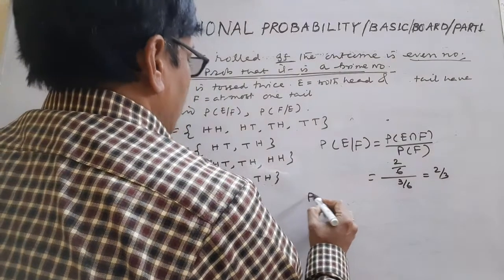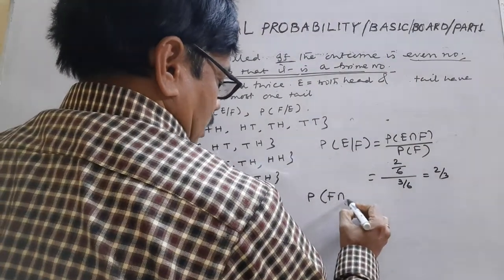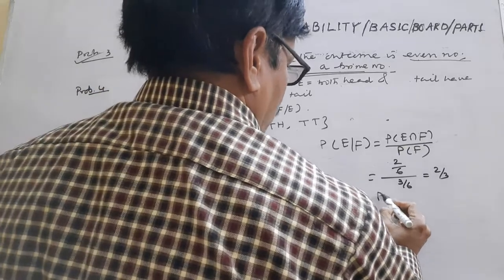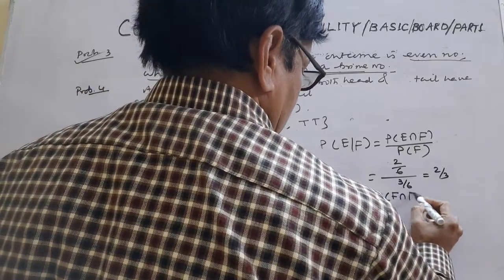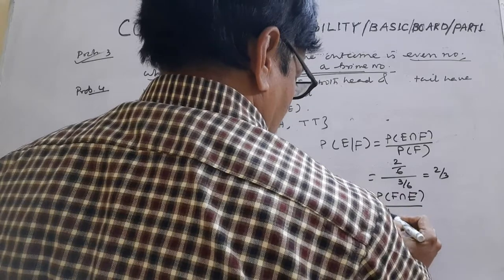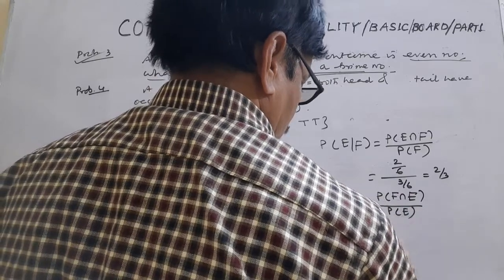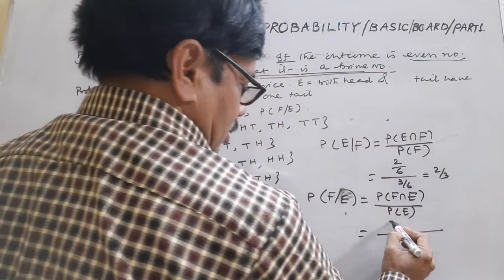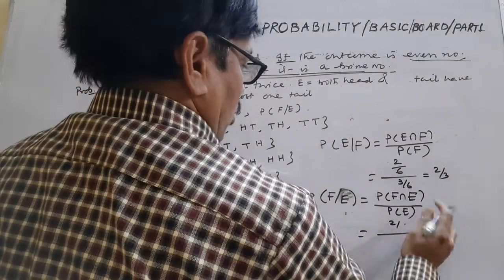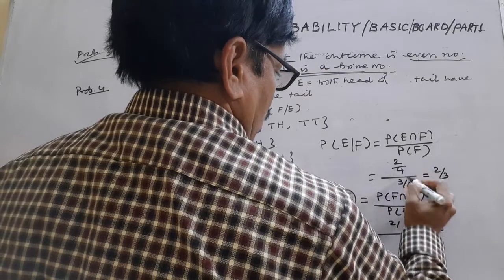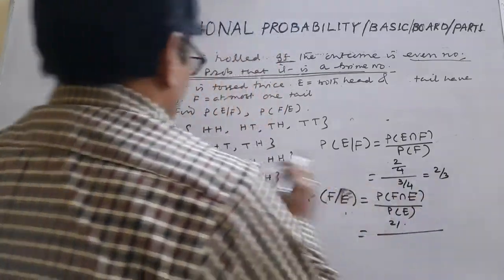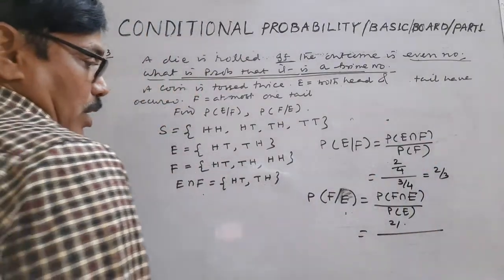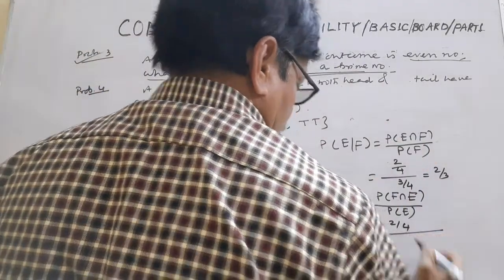And P(F intersection E) by P(E). So F intersection E, we have already calculated it. This is 2 by 4. S is 4, so 2 by 4, 3 by 4. So this is 2 by 4.